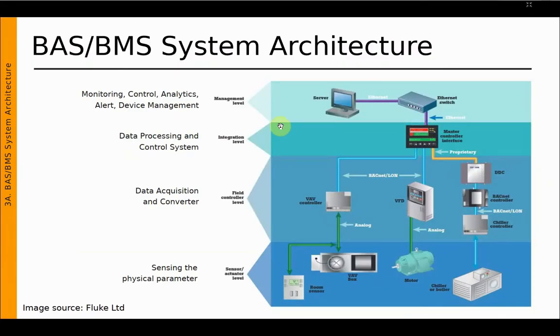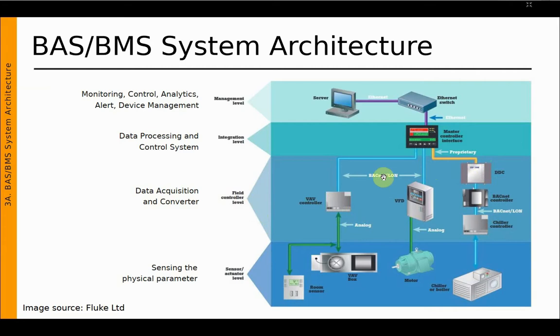This is the system architecture for BMS or BAS. From the lower level, we can see the sensor and actuator level. This is for sensing the physical parameters. In the upper layer, we can see the field controller level. This field control level is used for data acquisition and conversion. You can see the VAV controller, VFD, and also chiller controller and BACnet controller. There is also a DDC, or sometimes we can see the PLC or RTU at this point.